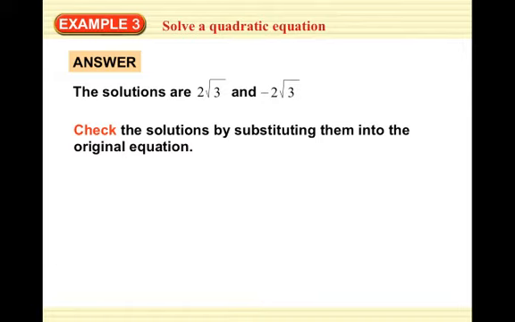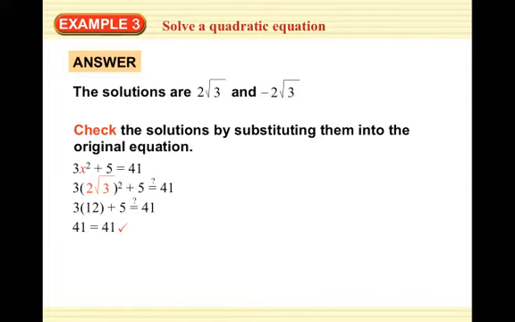Now we can check by substituting them into the original equation. So the original equation is 3x squared plus 5 equals 41. If we substitute in 2 square root of 3, we're going to have 3 times 2 square root of 3 squared plus 5, and we want to know if that equals 41. 2 squared is 4, square root of 3 squared is 3, 4 times 3 is 12. So we have 3 times 12 plus 5, and we want to know if that equals 41. That gives us 36 plus 5, which is 41, and so it works out.